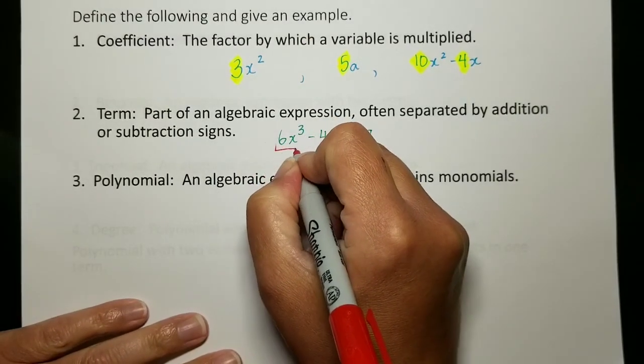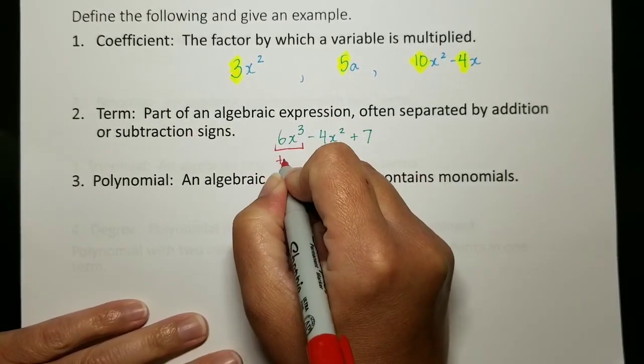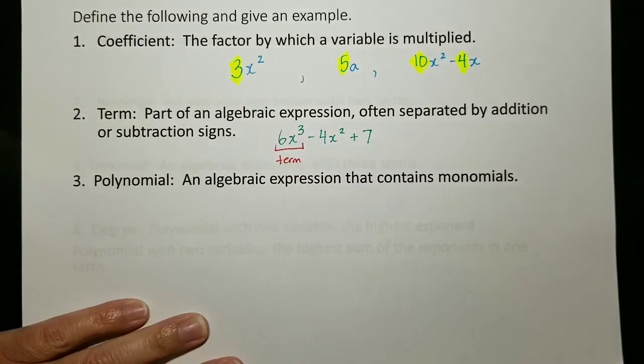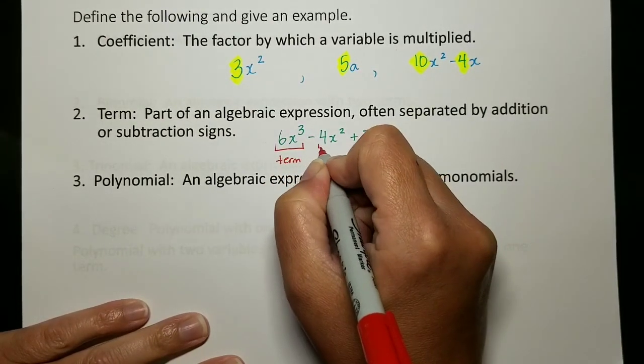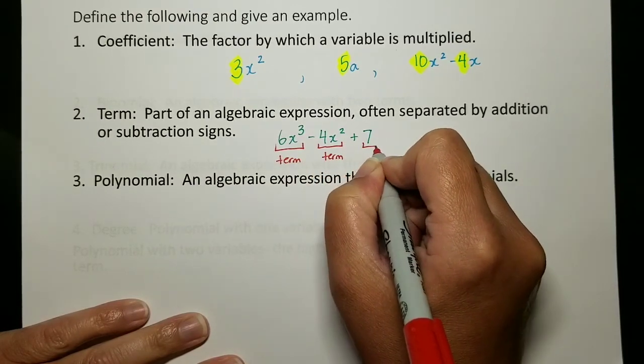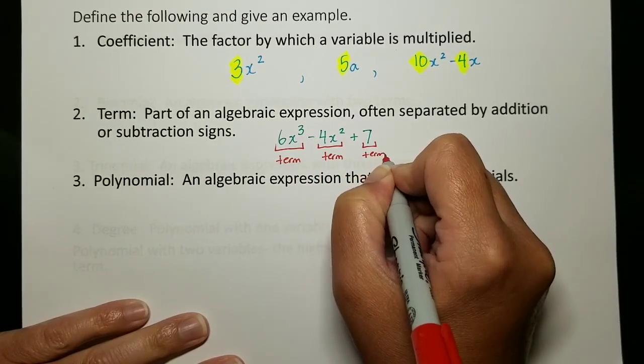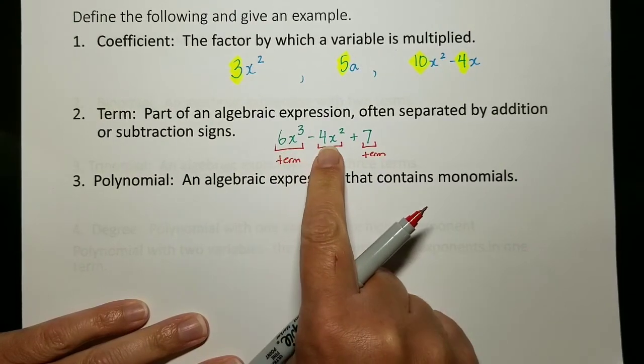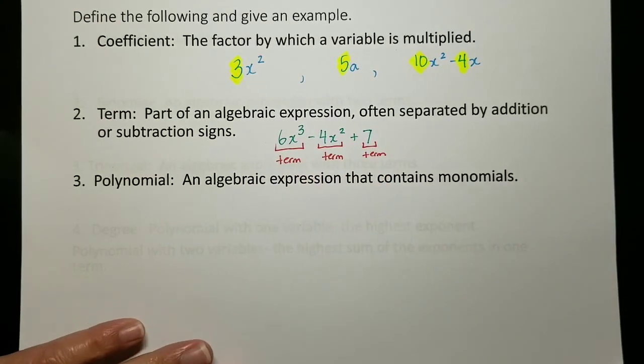So we've got a term that is the 6x cubed, and then a term that is the 4x squared, and then a term that is the 7. This algebraic expression has 1, 2, 3 terms. So an individual term is the piece of the expression that's separated from the rest of it by a plus or a minus.